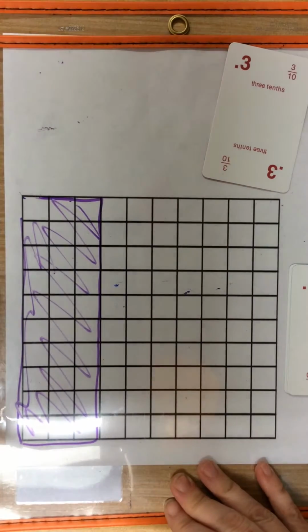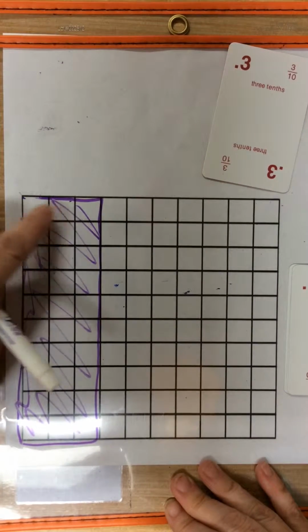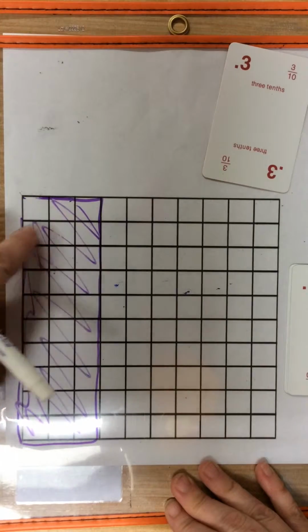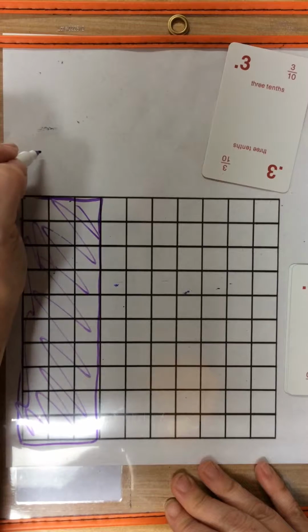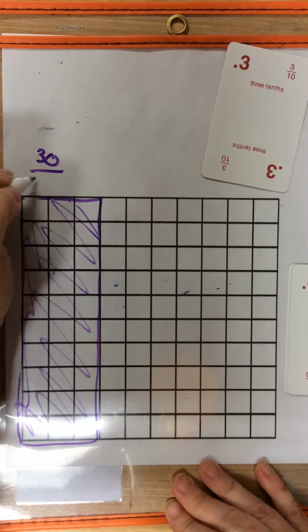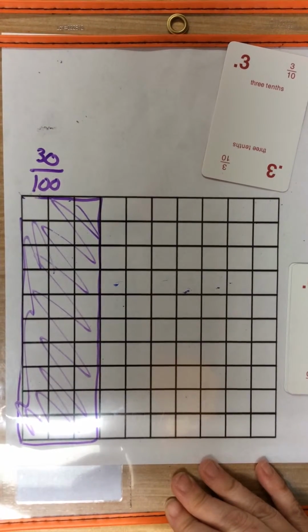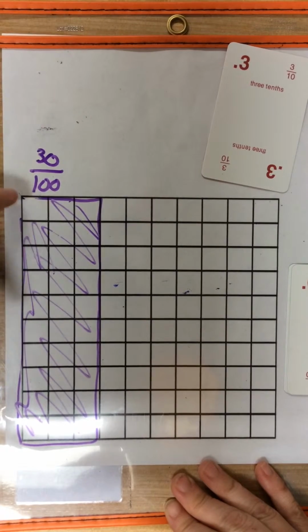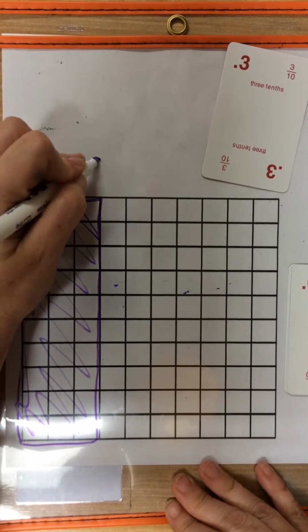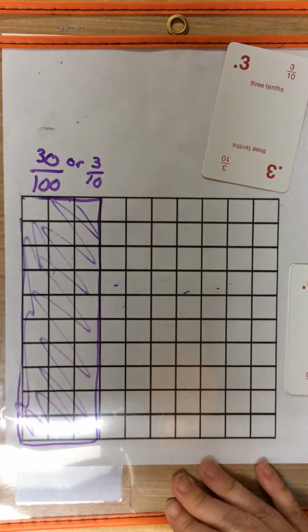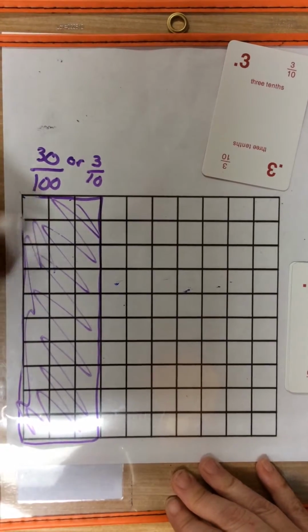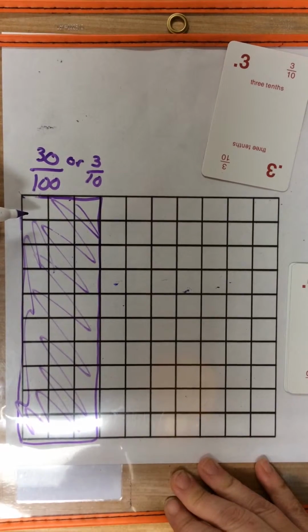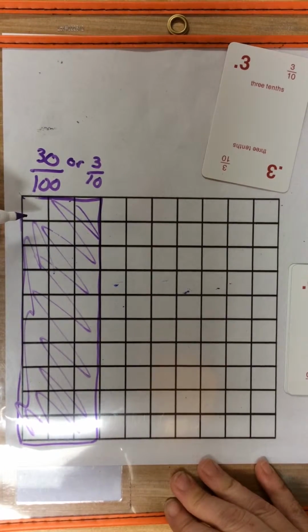I could also say that since there are individual units, 1, 2, 3, 4, 5, 6, there would be 10, 20, 30 individual units out of 100, or 30 100ths. So this can be written as 30 100ths or 3/10. Both of those are correct ways to name this particular shading on this one block.